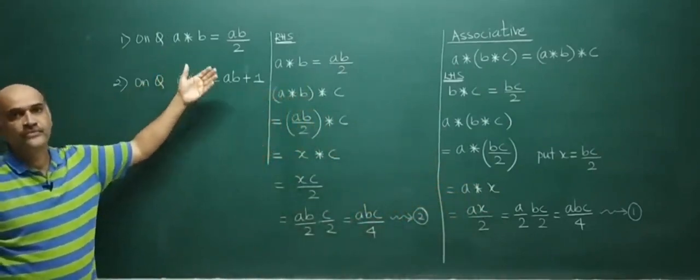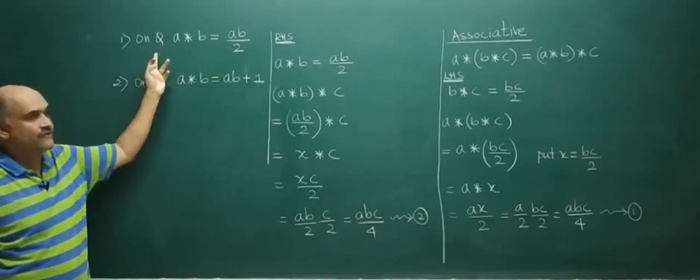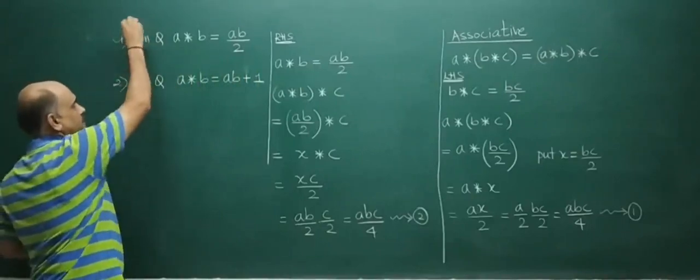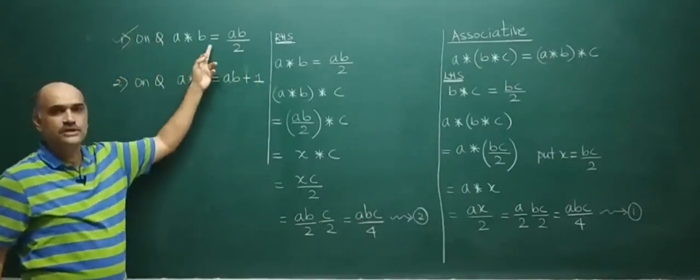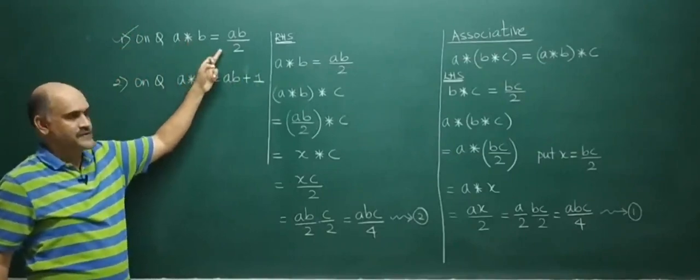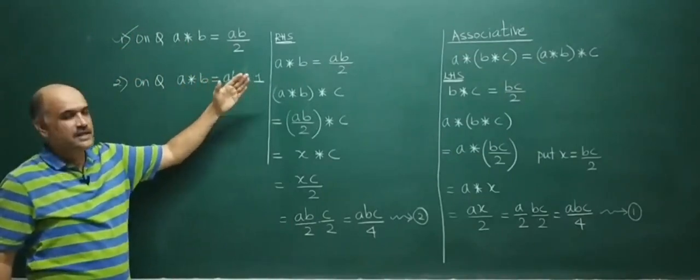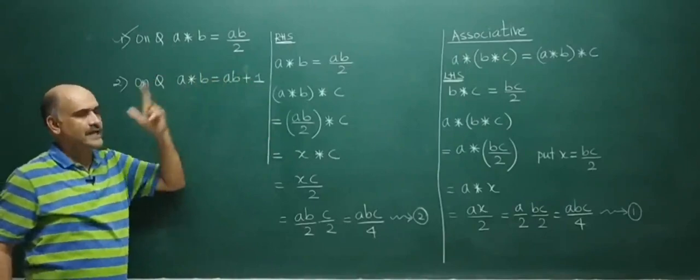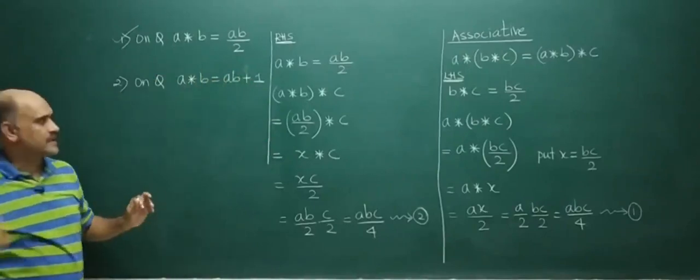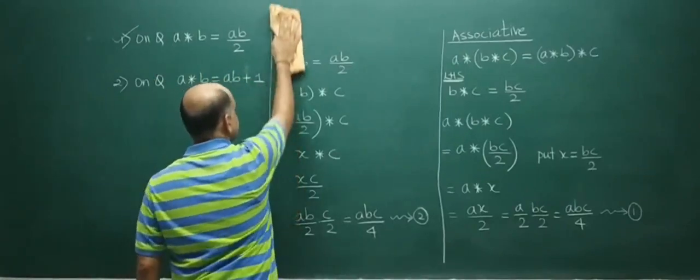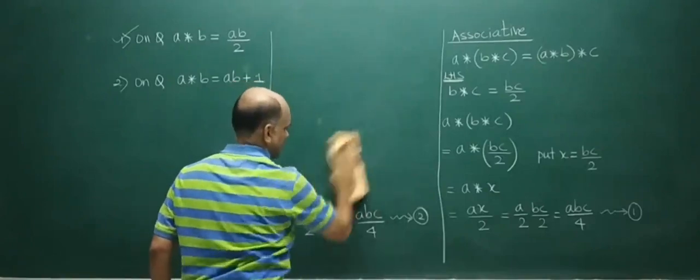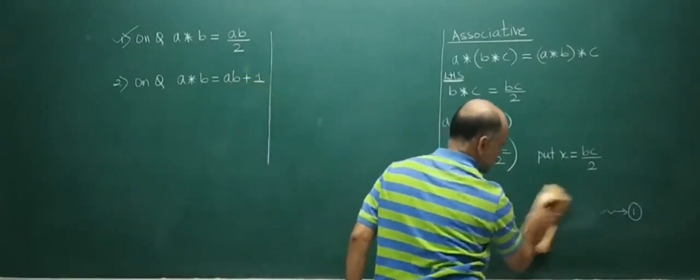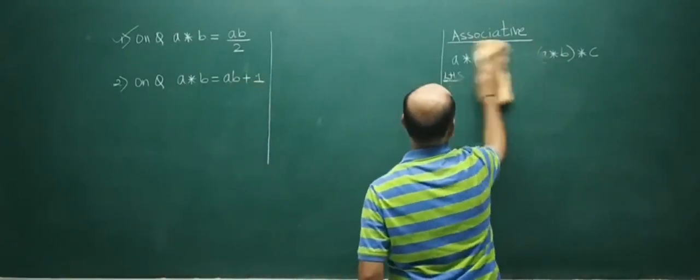therefore the given function is associative. So for the first one, both commutative and associative are true. Clear, students? Similarly, you can try this second one. First take commutative, and check whether you get the same or not.